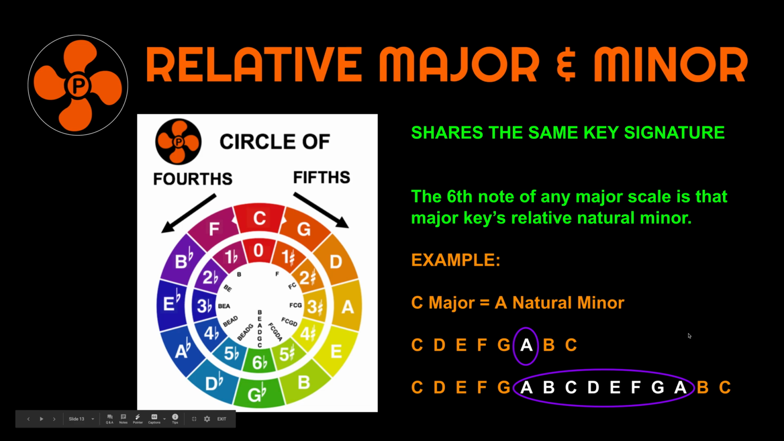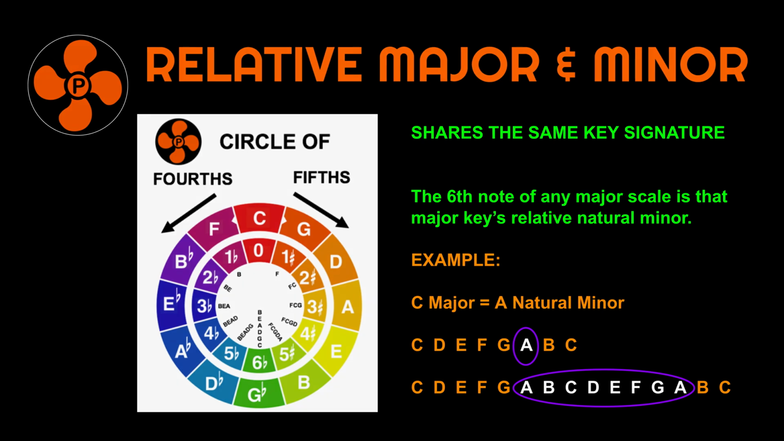So C major and A minor both have 0 sharps or flats. So they are relatives. They share the same key. So again, the way you find this is by taking the major scale or the major key and going to the 6th note. That will be your minor scale.